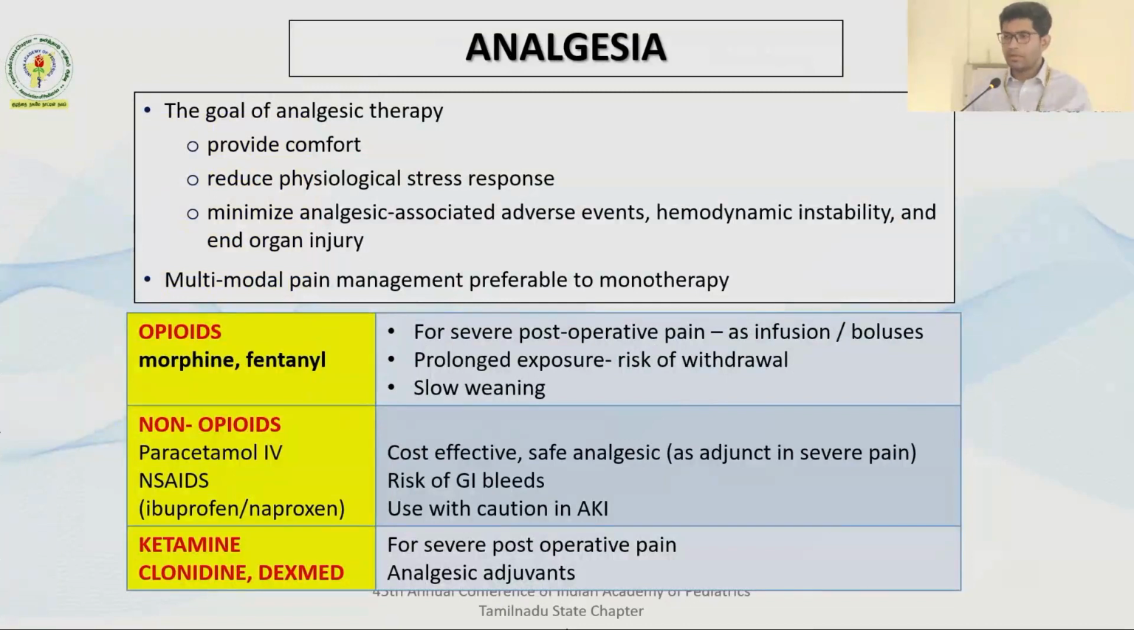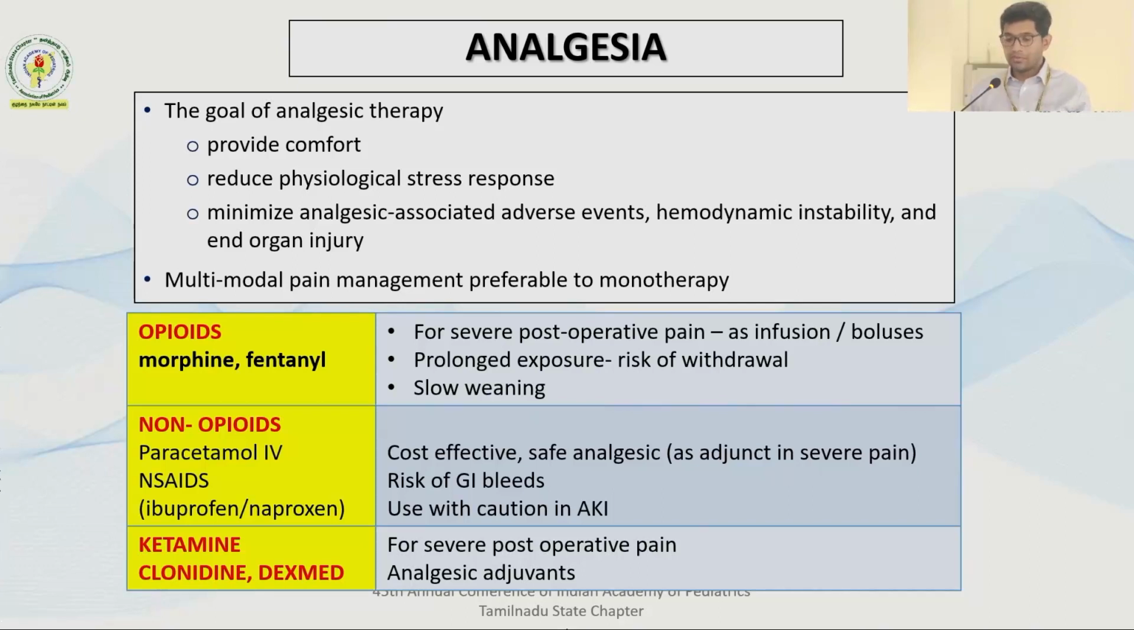Analgesia becomes important in a post-traumatic child or a post-operative child where there is moderate to severe pain, especially in the ICU when the child is ventilated. In such cases, opioids become the first-line analgesics. They are extremely helpful because they provide analgesia and sedation as a single agent.